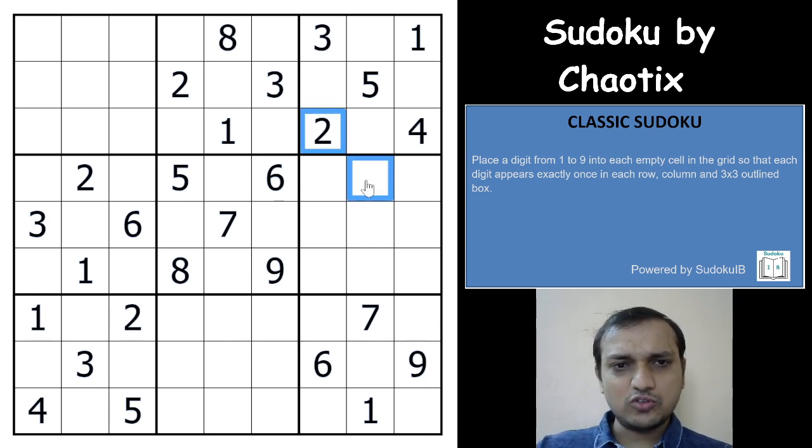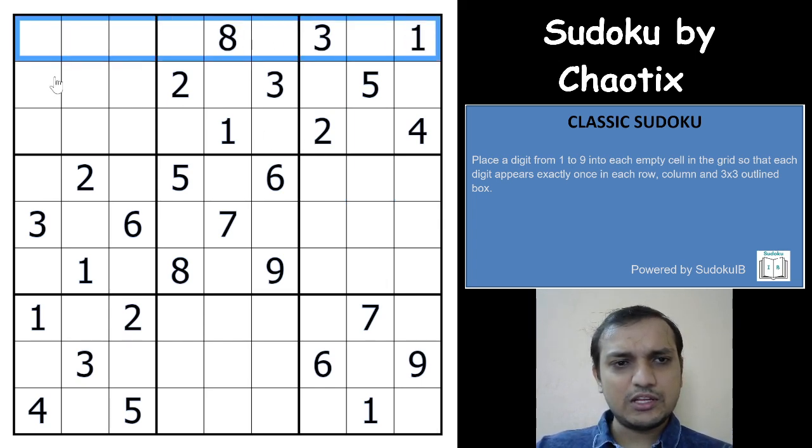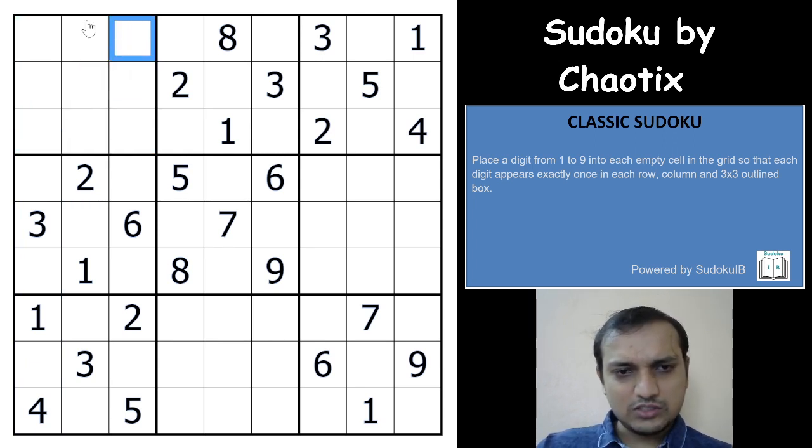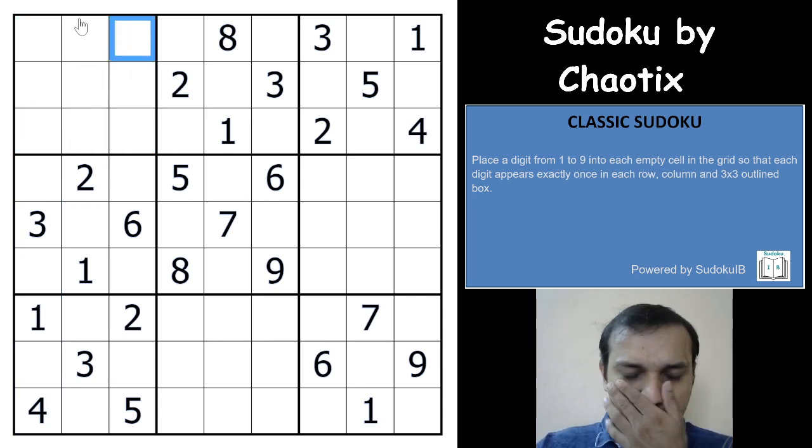And now coming back to this Sudoku. Classic Sudoku rules apply. You need to place digits from 1 to 9 in each row, each column and 3 by 3 box without repetition. So let's see if we are able to crack this Sudoku.